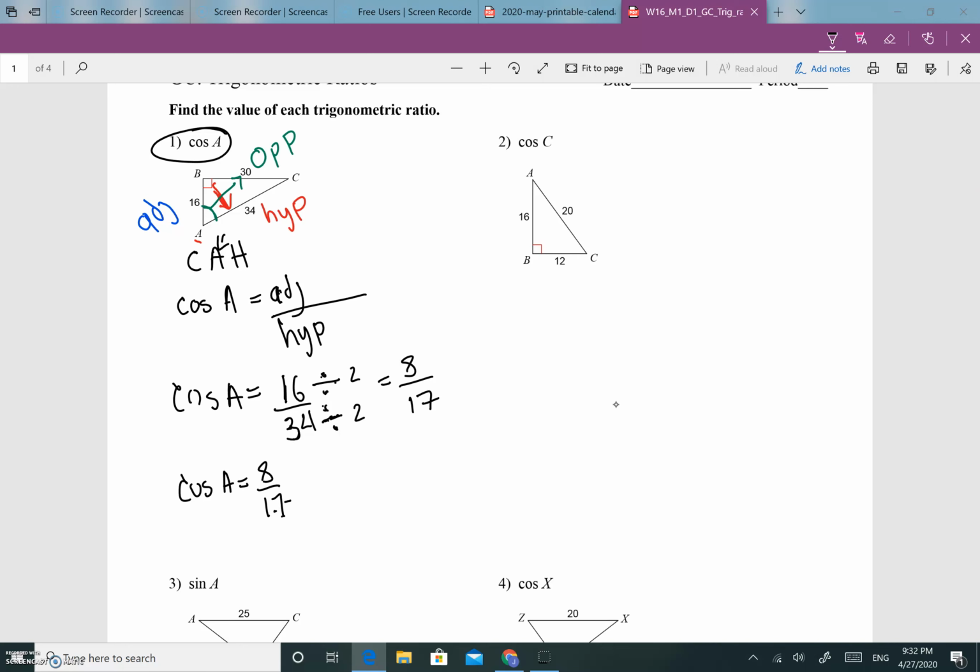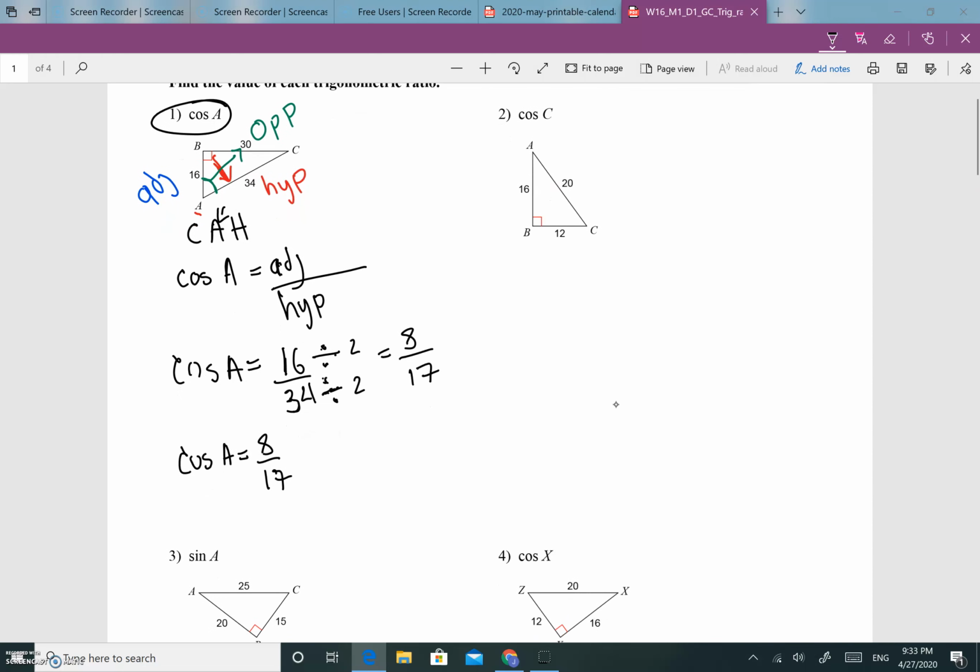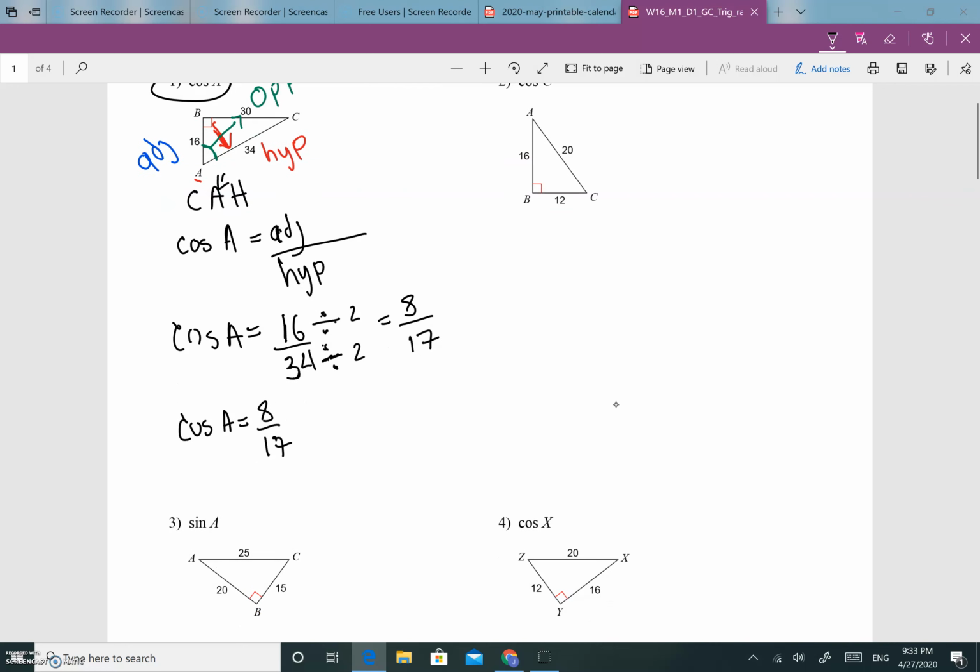So 8 over 17 is my answer. Now on your Google Classroom assignment, it asks you to write it out as numerator and denominator. So that means that on the first box you're going to enter 8, and on the bottom box you're going to enter 17. So 8 is the numerator and 17 is the denominator. Alright, so let's go over number 2. Actually, number 2 is similar to number 1, so let's skip that one.